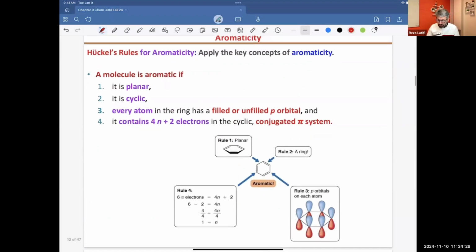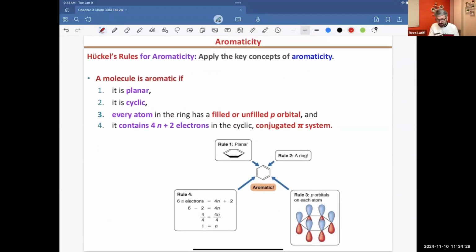Now I want to talk about aromaticity. What is aromaticity? We have rules, and we call them Hückel's rules for aromaticity. Based on those rules, we can predict whether a molecule will be aromatic or not. If it's aromatic, the system will be stable, and whenever you try to hydrogenate it or make it fully saturated, you will see that you get less energy. A molecule is aromatic if it is planar. So the first thing is the molecule must be planar.